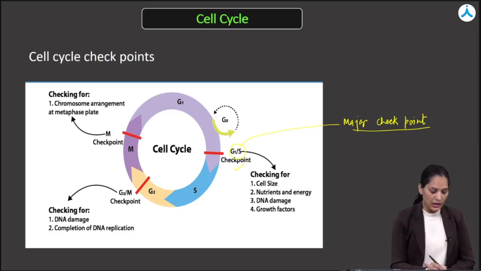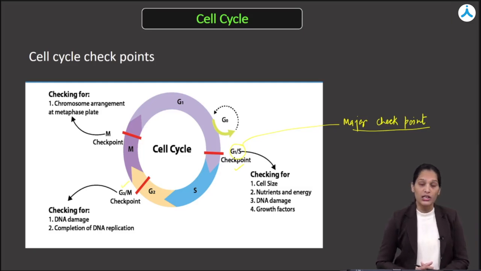Then the next checkpoint is the G2M checkpoint, which also checks for DNA damage and whether the DNA replication has completed or not. And at the end, there is one more checkpoint called the M checkpoint, which checks for the arrangement of the chromosomes on the metaphase plate. So let's understand them one by one in more detail.